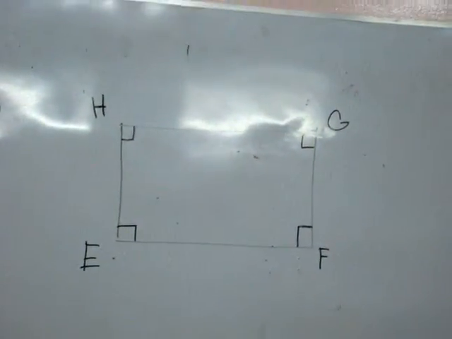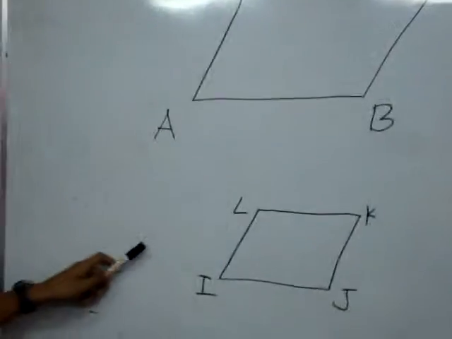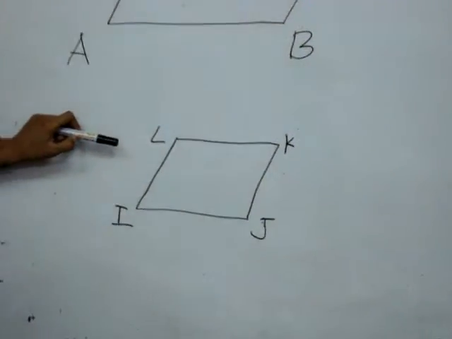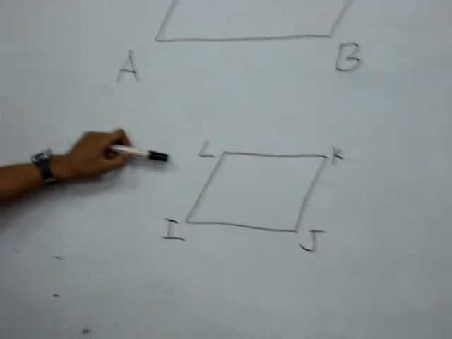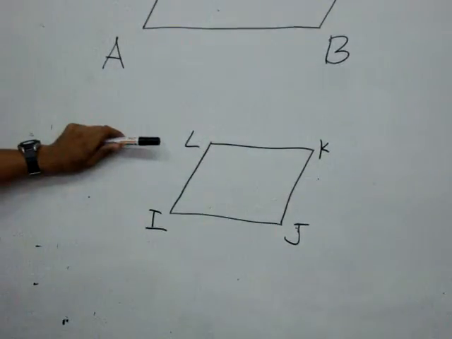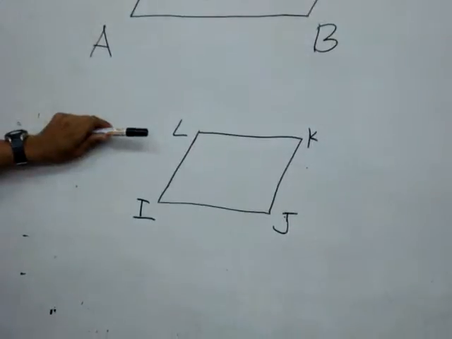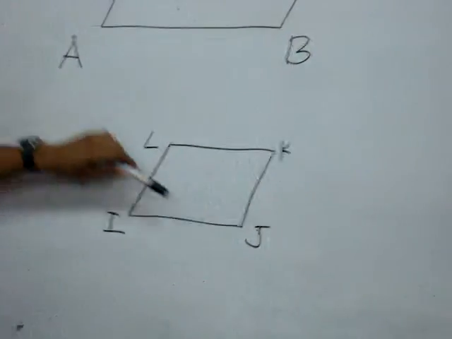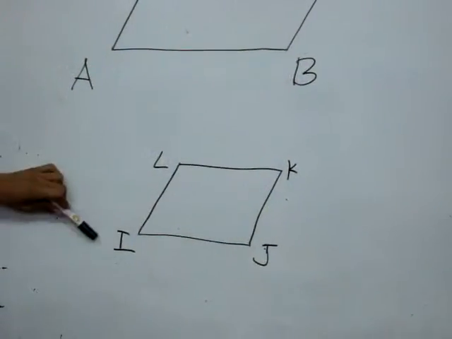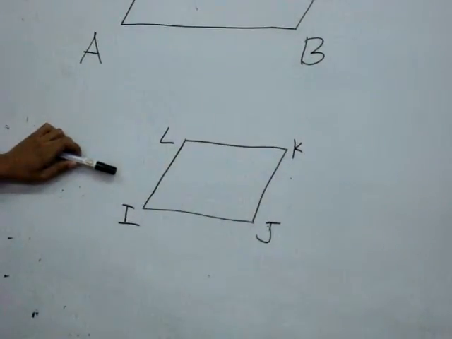Next, a rhombus is a parallelogram with 4 congruent sides. Quadrilateral IJKL is a rhombus. The set of rhombi, the plural form of rhombus, is a subset of the set of parallelograms. Both pairs of opposite sides are parallel. The 4 sides, line IJ, line JK, line KL, and line LI are congruent. This means they have the same length.